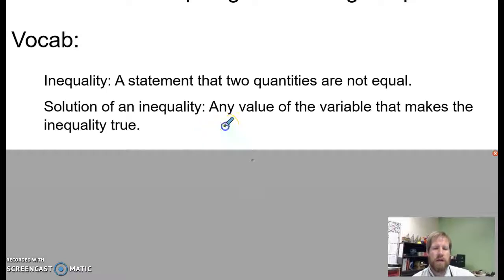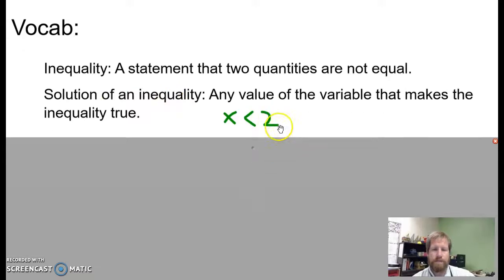So if your inequality is x is less than 2, then any number you put in for x that's less than 2 is going to be a solution.